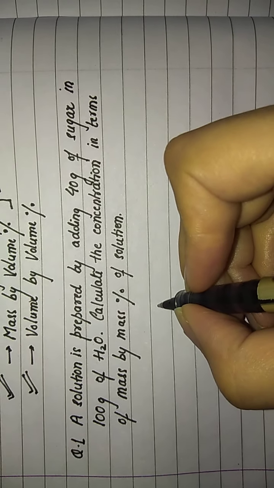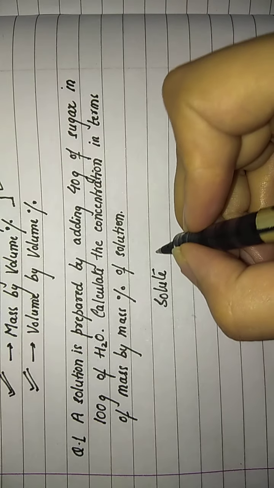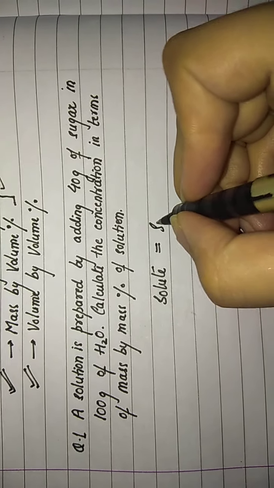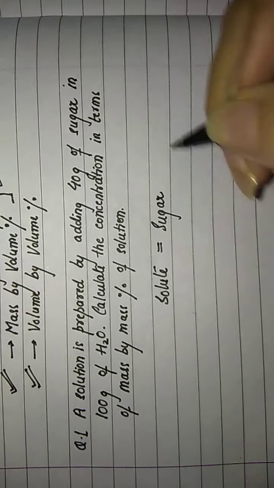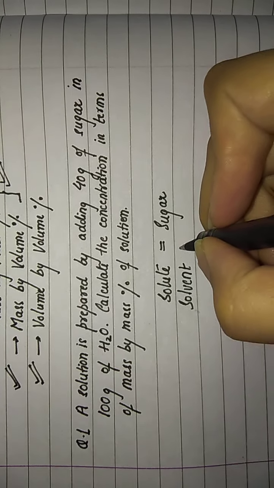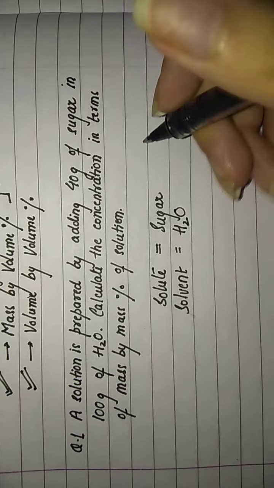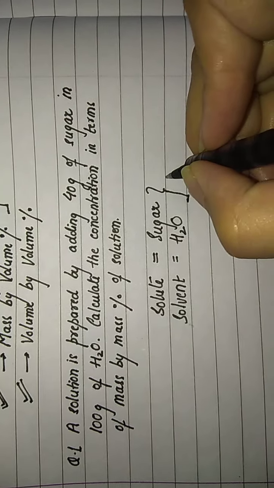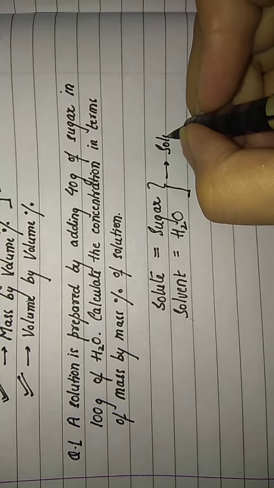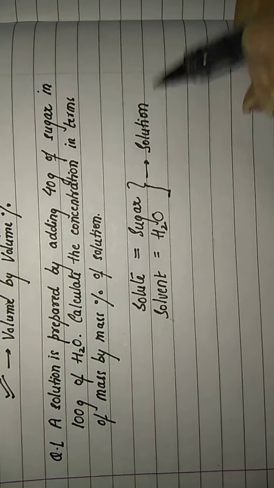Fine, I had discussed the components of the solution, and what I had discussed in that, the component present in lesser amount is the solute. And what is the solute over here? It is sugar. And the component which is present in larger amount is called the solvent, and in this case it is water. It is present in larger amount. These two together mix to give you the whole solution. Fine, solute and solvent mix together to give you the resulting solution.